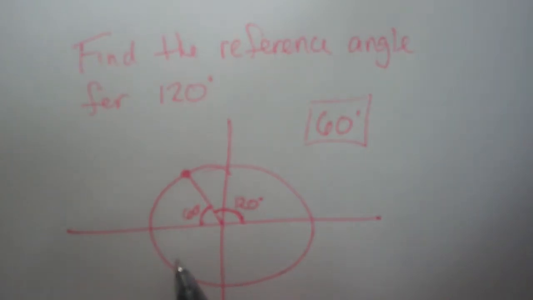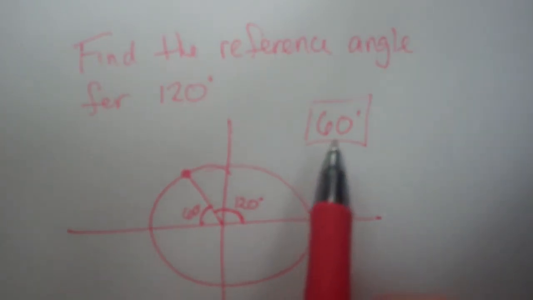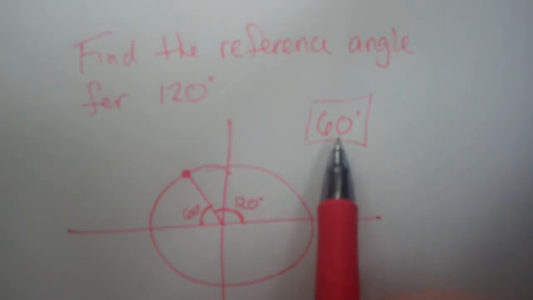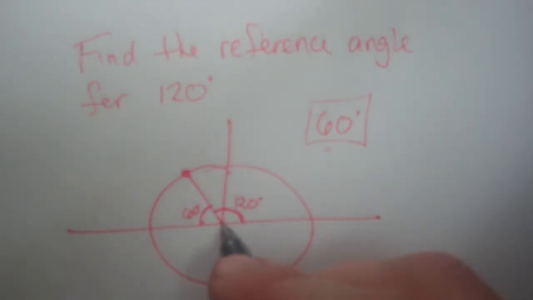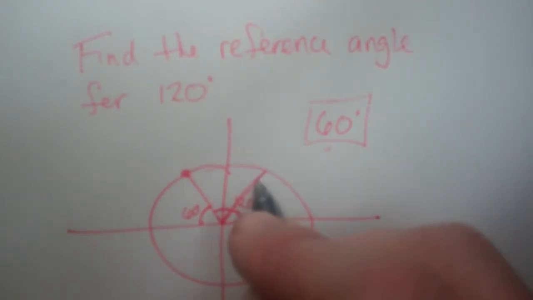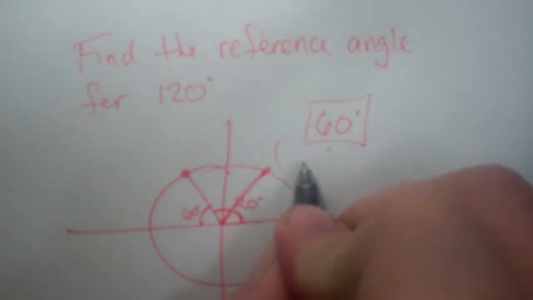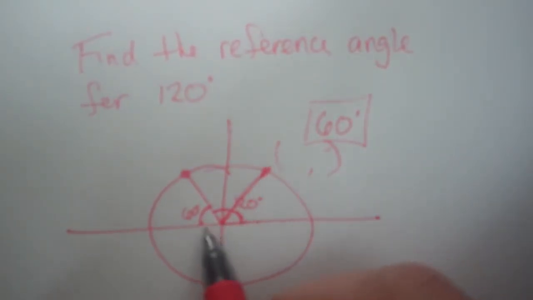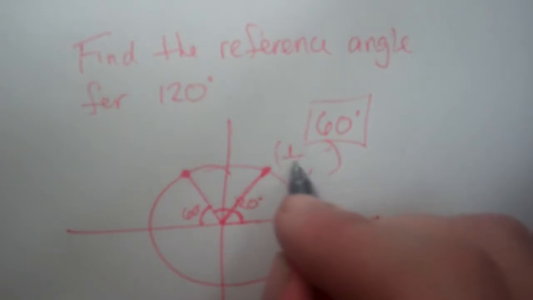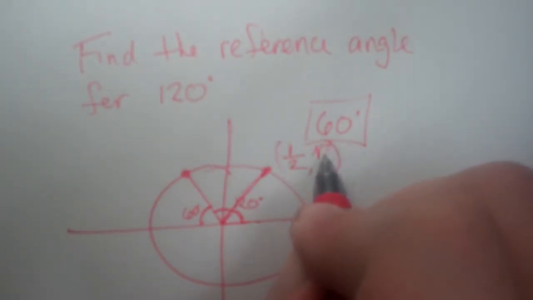Here is why reference angles can be so useful. You see, we know a great deal about the sine, the cosine, and the tangent of 60 degrees. If I draw in 60 degrees in standard position, this is the x-axis, and here it is in standard position, we can identify what the cosine and the sine of 60 degrees are. The cosine of 60 degrees is, of course, 1/2. And the sine of 60 degrees is radical 3 over 2.